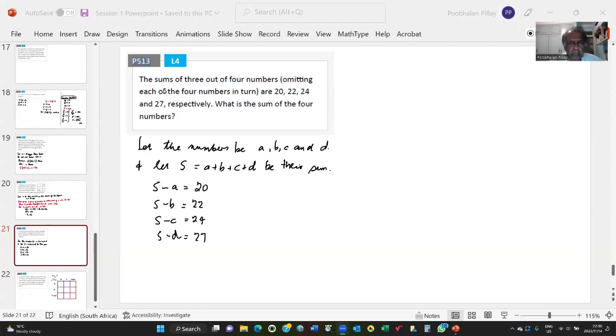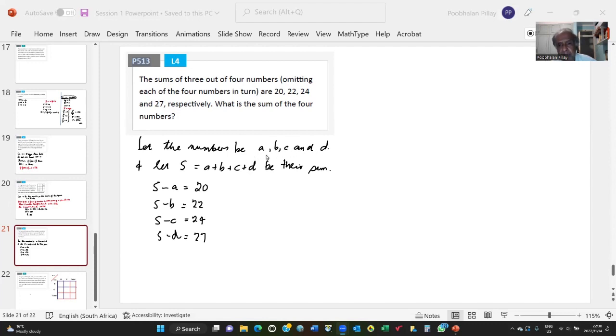The next problem is quite similar to something we did earlier on. The sums of 3 out of 4 numbers, omitting each of the numbers in turn, are these 4 numbers. So if you omit each of the numbers in turn, so if you let the numbers be A, B, C, and D, then you are saying that, for instance, if you omit A, you'll get B plus C plus D. That B plus C plus D is 20. Okay, which is the same.